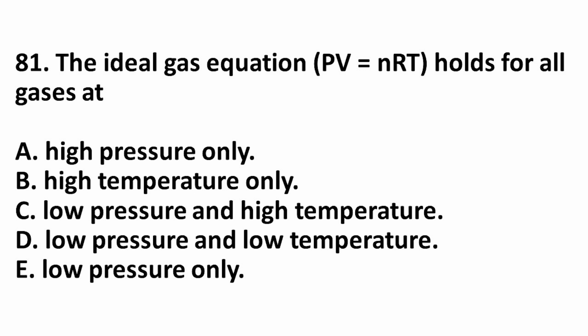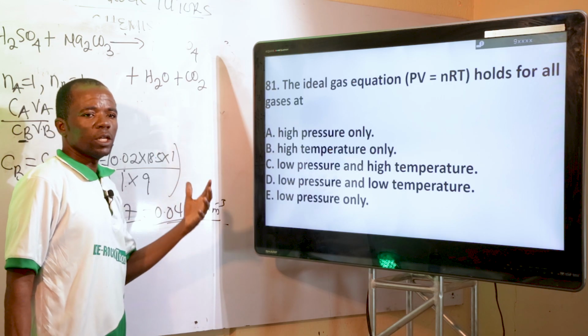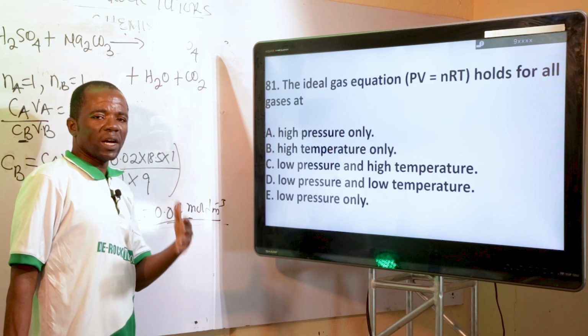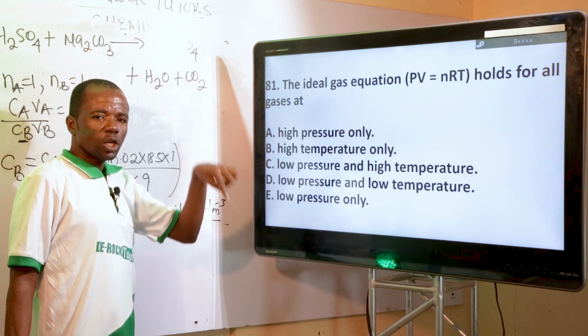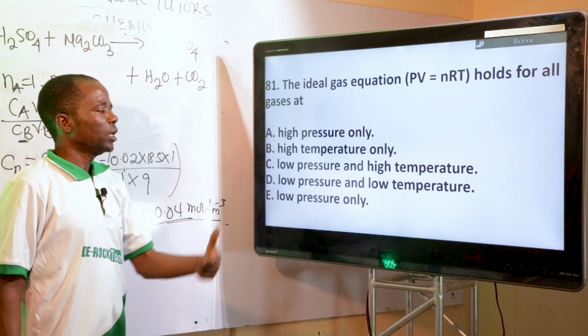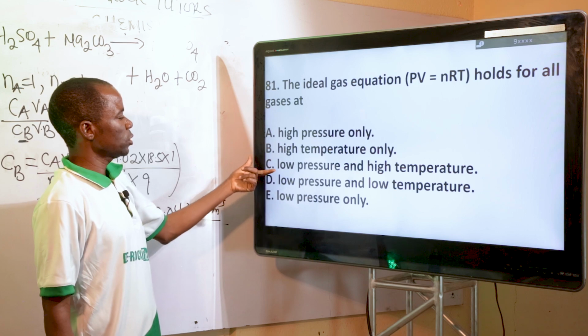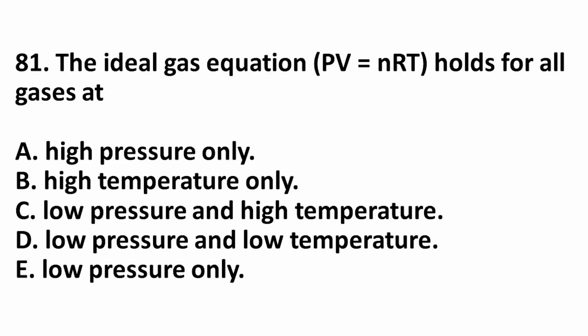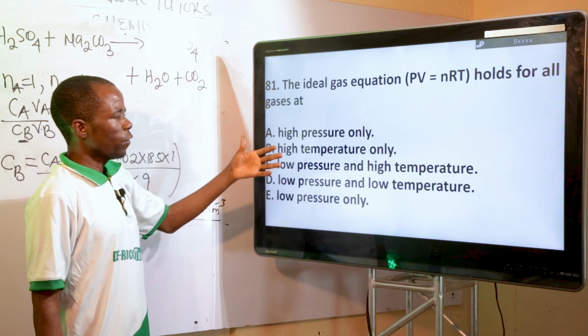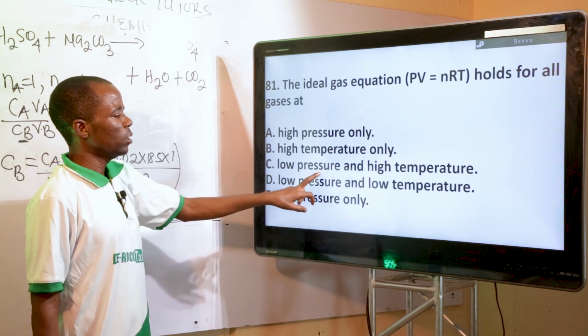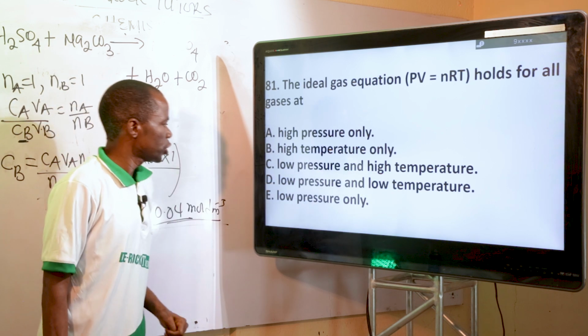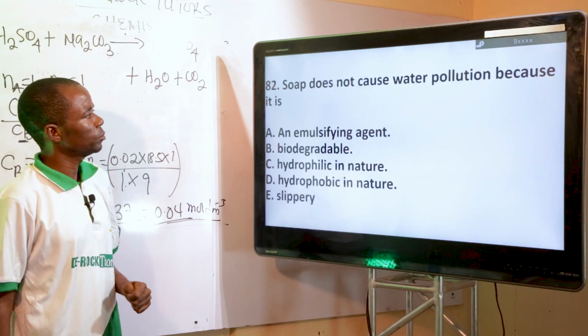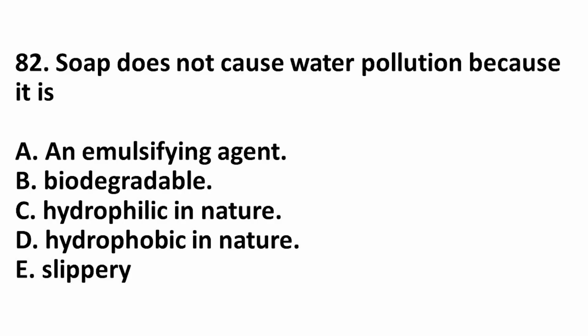The ideal gas equation PV is equal to nRT holds for all gases at, that is the ideal. Real gases behave as ideal gases at low pressure and high temperature. So if you look at the options, that's option C here. The ideal gas equation will hold for all gases at low pressure and high temperature. Option C.